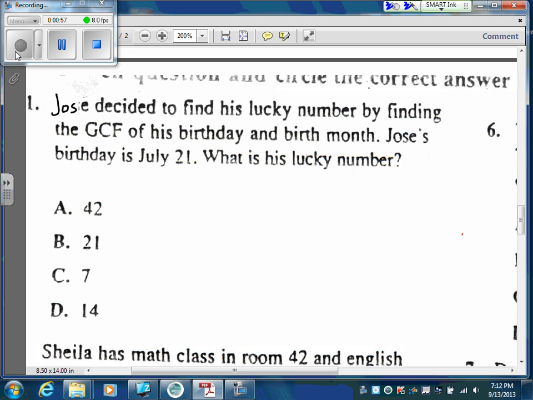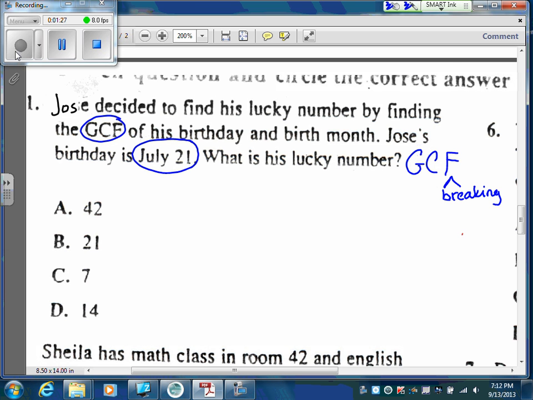Okay, so they already tell us it's GCF. So we know with GCF, the first thing, remember we're going to work backwards. We need to find factors. Factors is breaking down, and we're getting smaller. They gave us his birthday, July 21st. So at first it appears there's only one number. But remember that the months of the year also have numbers associated with them.